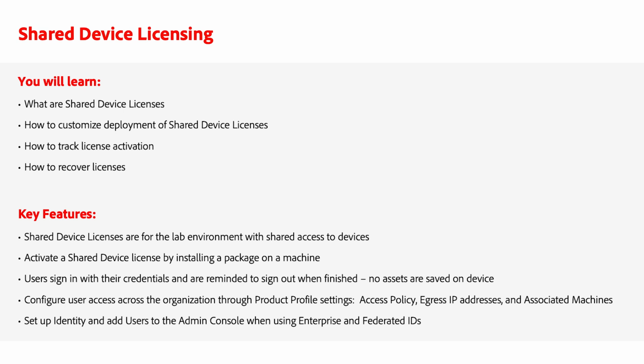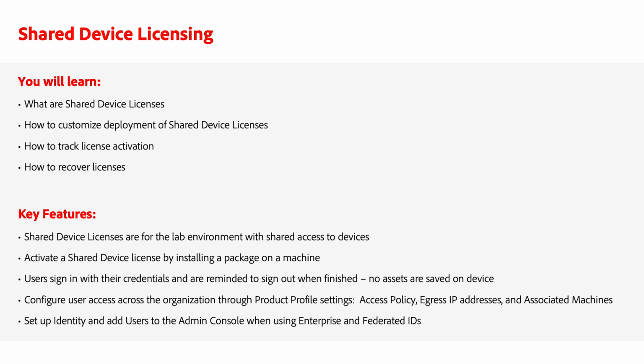Admins can set up enterprise or federated IDs for tighter control on who can access the apps. To use these IDs, you must first set up identity, which is discussed in the Setting Up Identity in Single Sign-On video. If you plan to deploy shared device licenses to multiple labs, you can map each lab to a different product profile in the admin console.